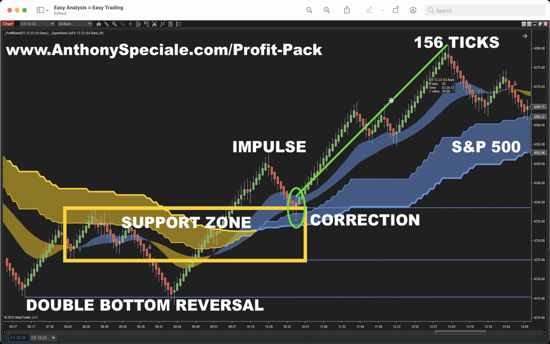So super simplistic, super entry level: locating a support zone, identifying a double bottom, finding the correction through the profit band into a support area, a known area of support, and you are off to the races.